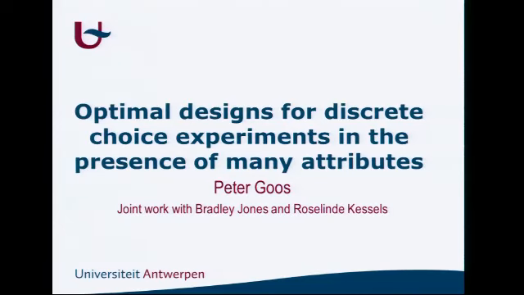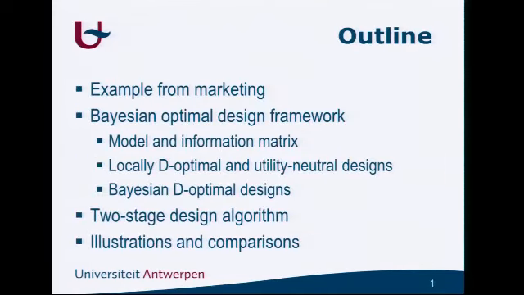I realized that I will say a few things that go straight against what Jordan has said this morning in the first talk. Here's an outline of my talk. I will start with an example from marketing, and then I will give a few examples from health, and then I will describe the Bayesian optimal design framework that we use to construct designs for discrete choice experiments.